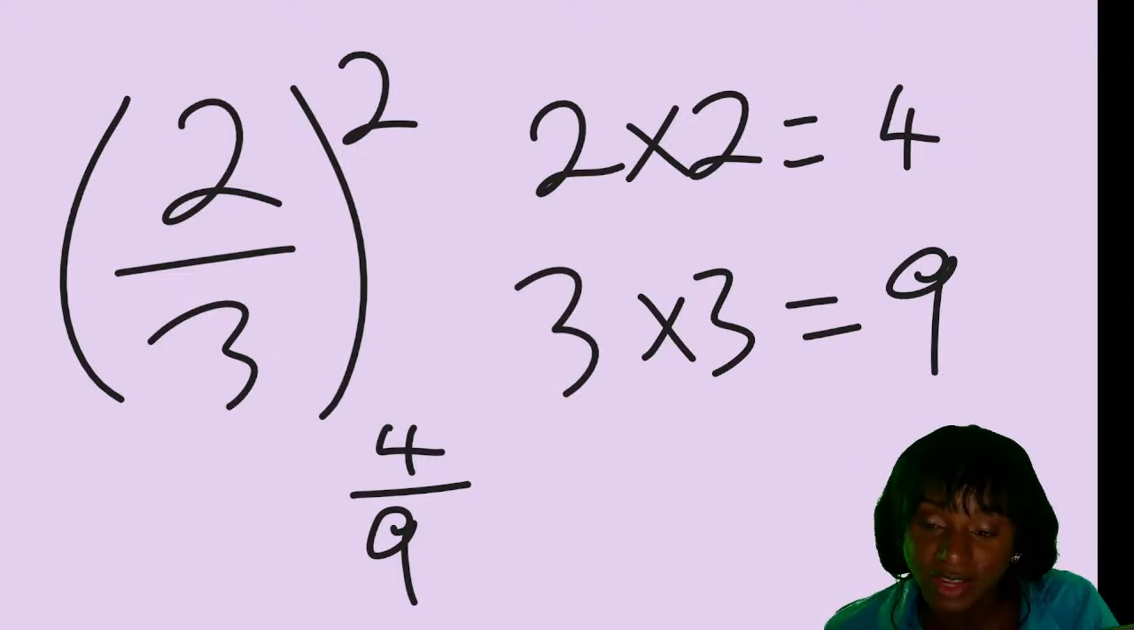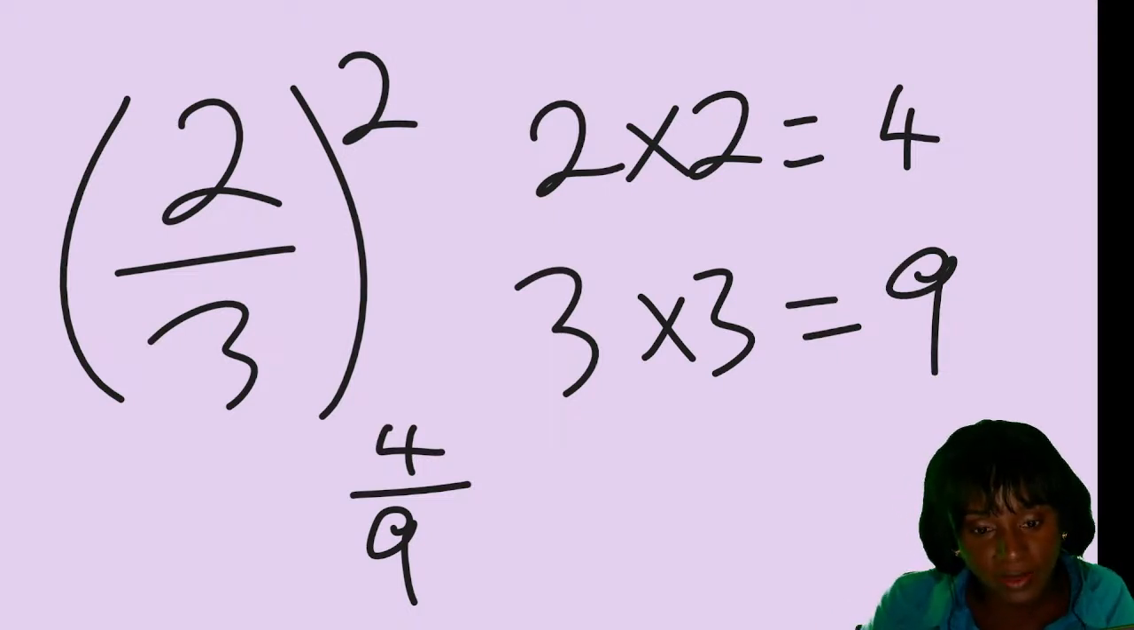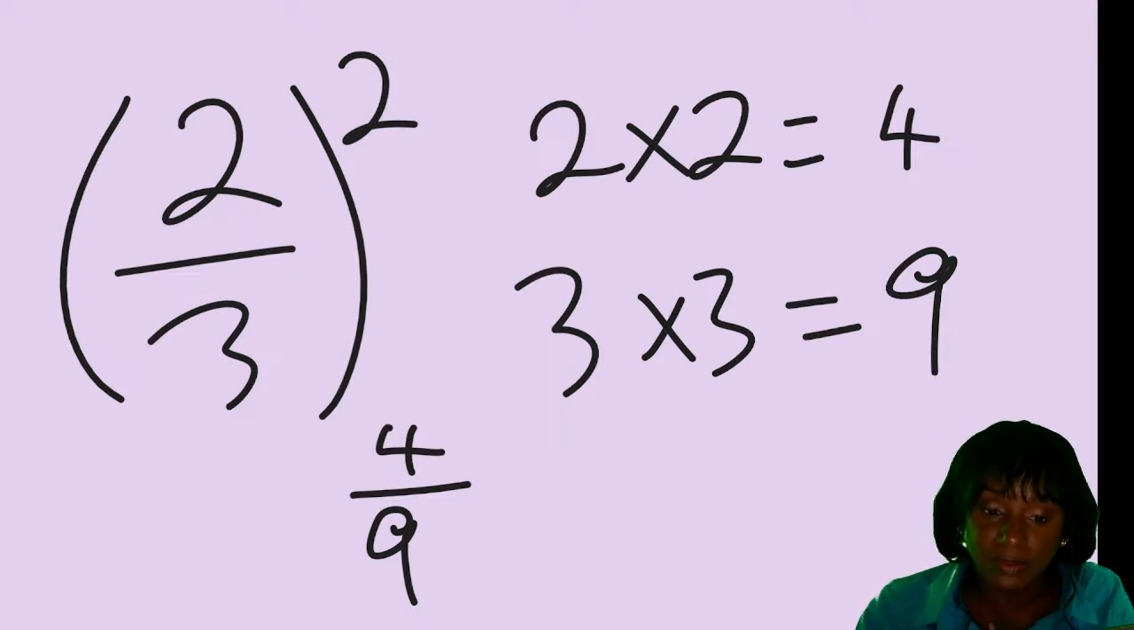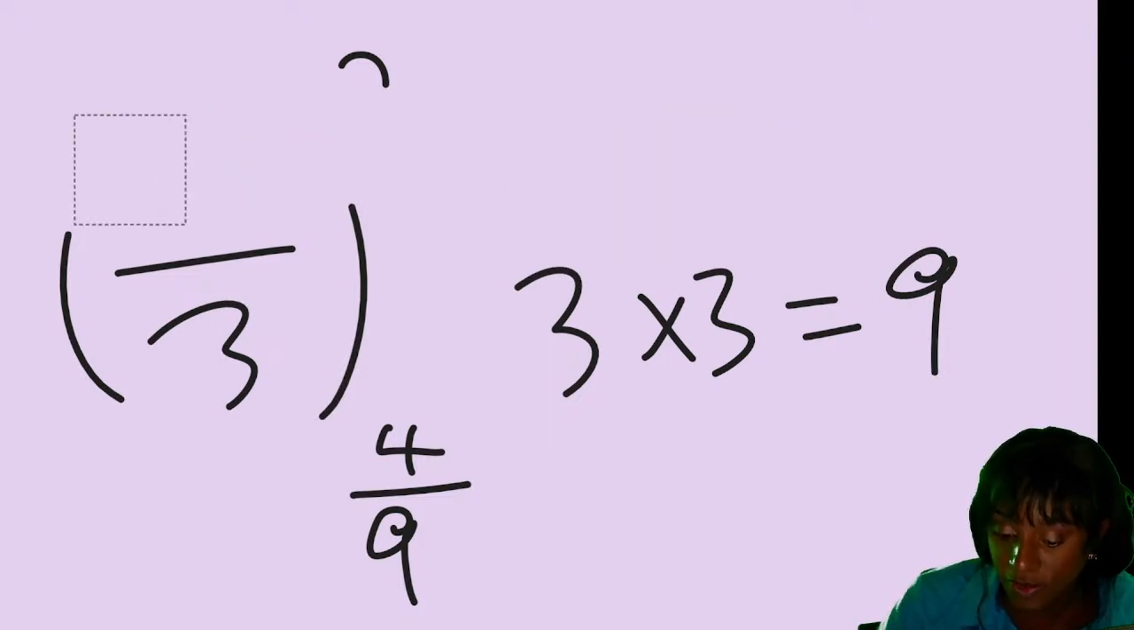This is why it is important that you know your multiplication table. Remember, you do not have a calculator in the exam room, so you need to know how to multiply. And as I tell my students in my class, you need to know your square numbers. 2 times 2, that's 4. 3 times 3, that's 9. 4 times 4, that's 16. You need to know your square numbers up to 20 times 20.